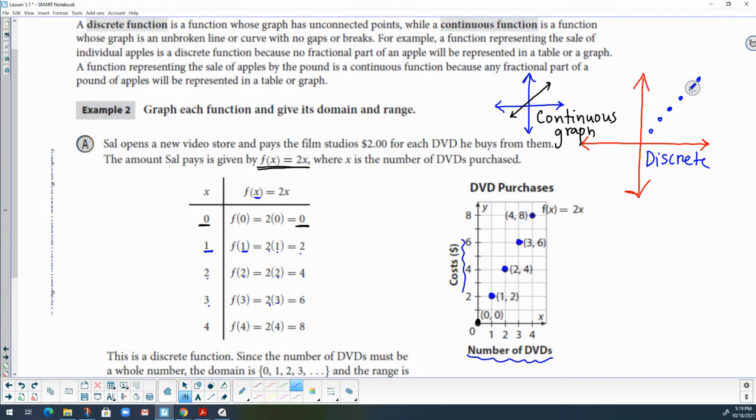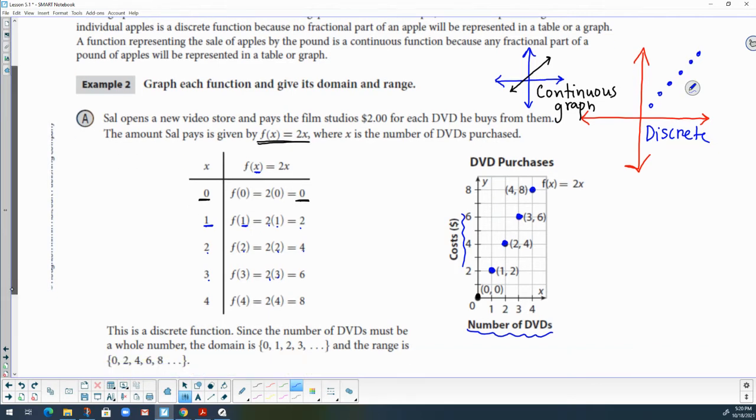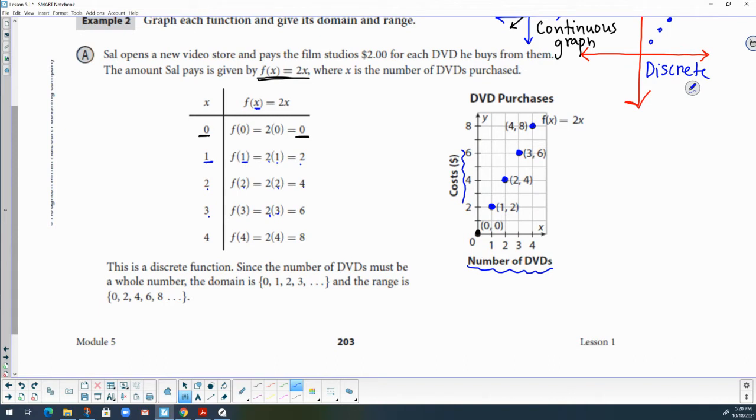So this is a discrete graph. We only use points to plot it because you don't want to purchase half of a DVD. There's a pattern here. You can see that x is changing by 1, changing by 1, changing by 1. But on this side, 2 minus 0 is 2, so it changed by 2. 4 minus 2, it changed by 2. 6 minus 4, it changed by 2.